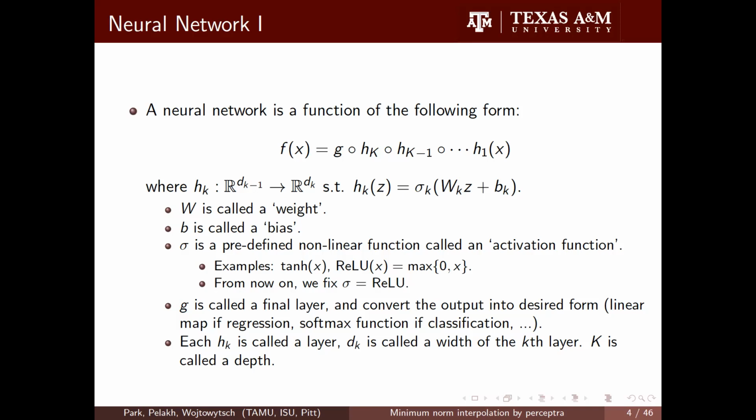So each h_k is called a layer. And this d_k is called the width of the k-th layer. And that large K entirely is called the depth. So is everyone good with this definition?